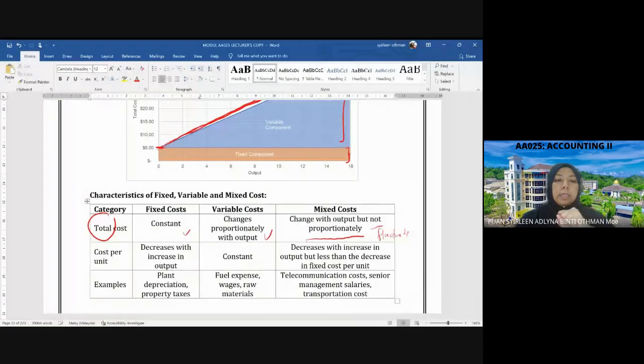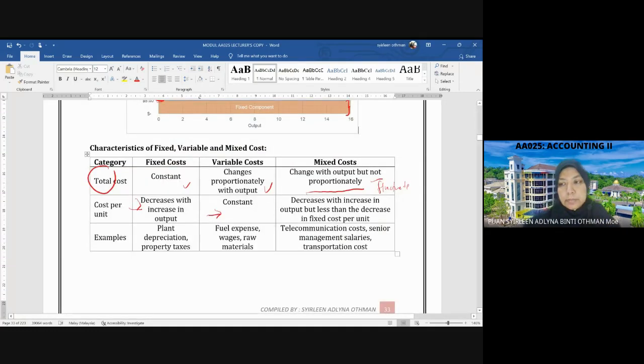Alright, okay, for cost per unit, for fixed cost, as Madam said earlier, when you increase the level of activity, the fixed cost per unit will decrease. Okay, but for variable cost, it will be constant. Alright, for mixed cost, it will decrease with increase in output, but not more than the decrease in fixed cost. Okay, that's why we say its changes are not proportionate to the level of activity. Okay, the ones at the bottom are examples of fixed, variable and mixed cost.